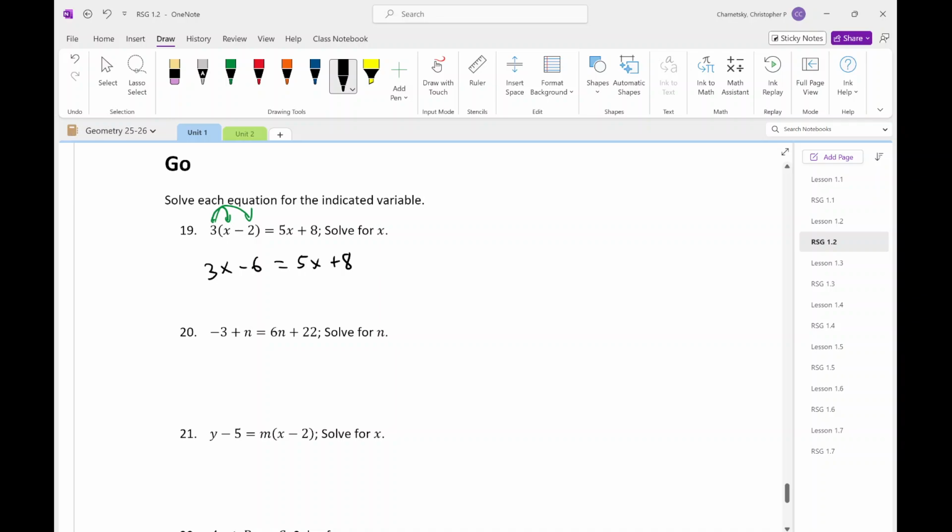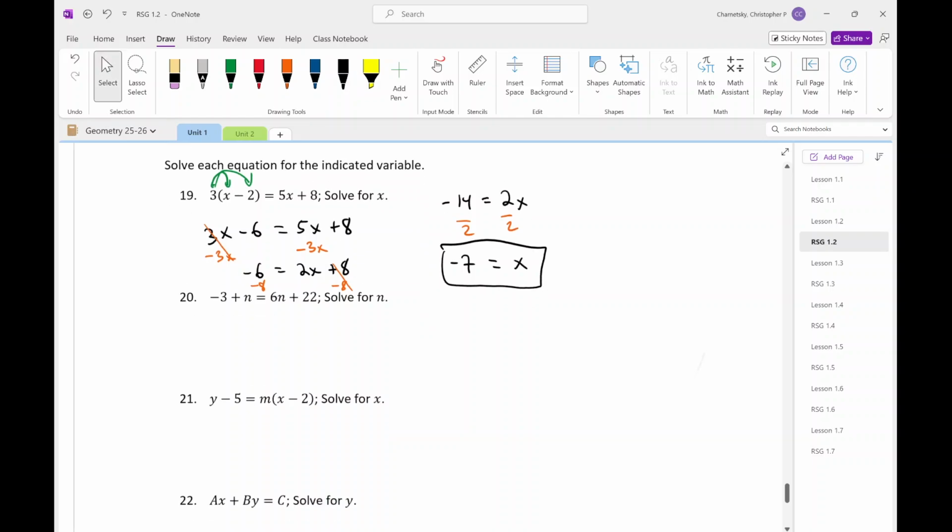From here, there are several options to collect our like terms. I'm going to start with the x's, and I'm going to subtract 3x from both sides, so that we get negative 6 equals 2x plus 8. We'll subtract 8 from both sides. So now I have negative 14 equal to 2x. We'll divide both sides by 2, and we get negative 7 equals x.